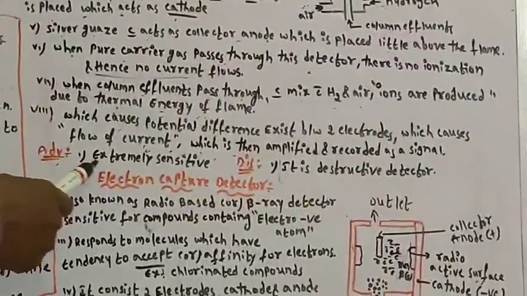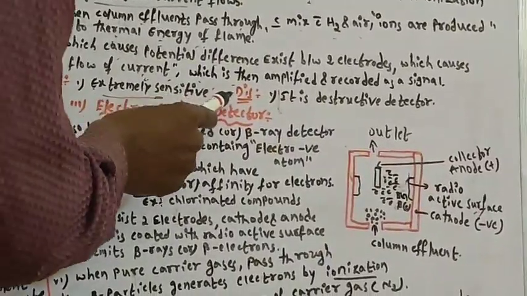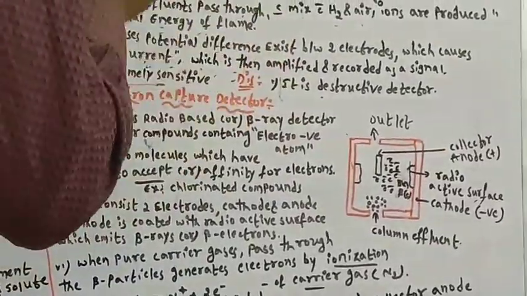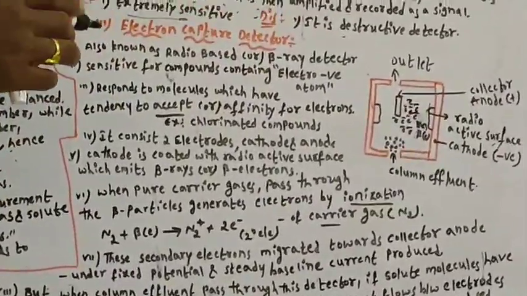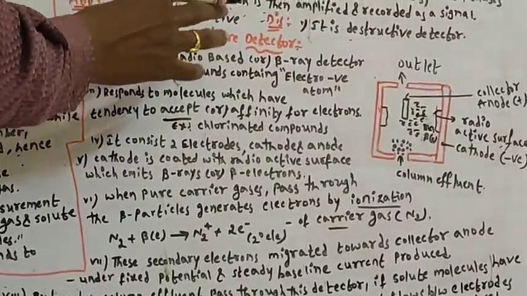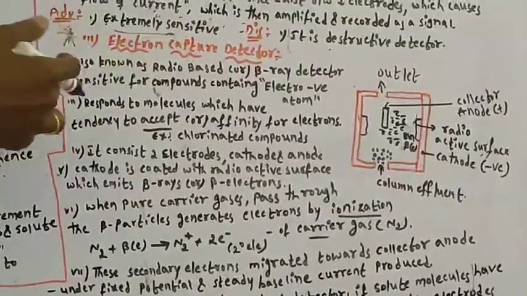Then advantages: the flame ionization detector is extremely sensitive. Disadvantages: it is a destructive detector, meaning the sample will be destroyed by the flame ionization. Then the last one, the electron capture detector. You see the title, electron capture. Based on the electron capturing property, here we are going to identify the sample.